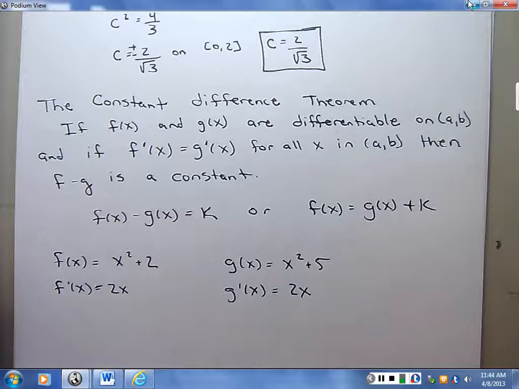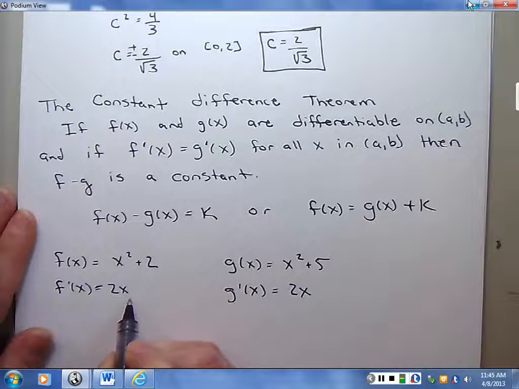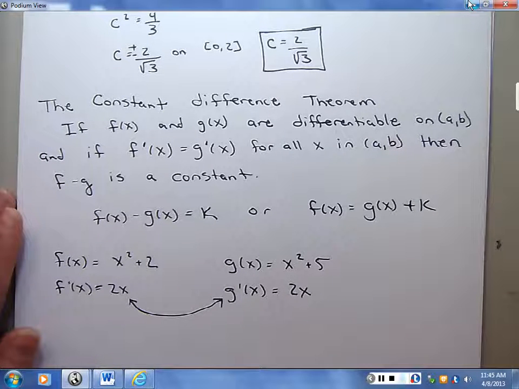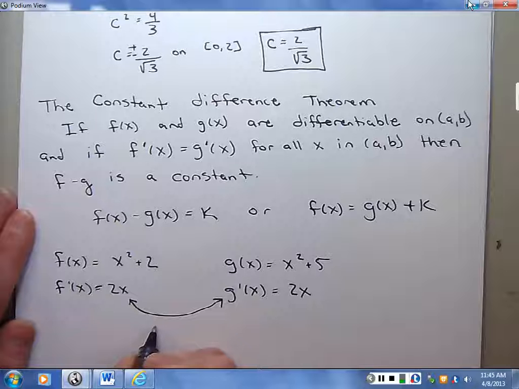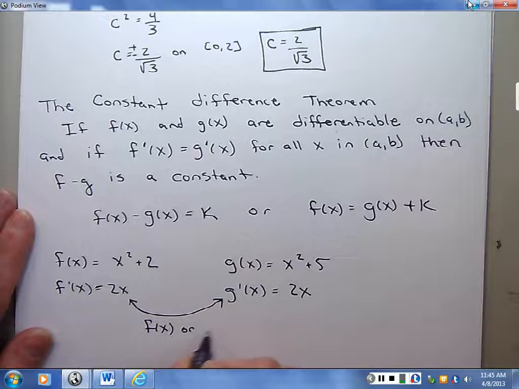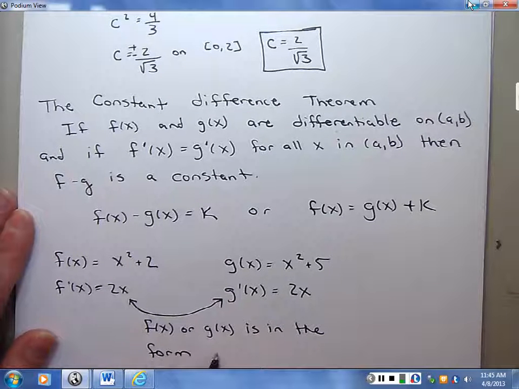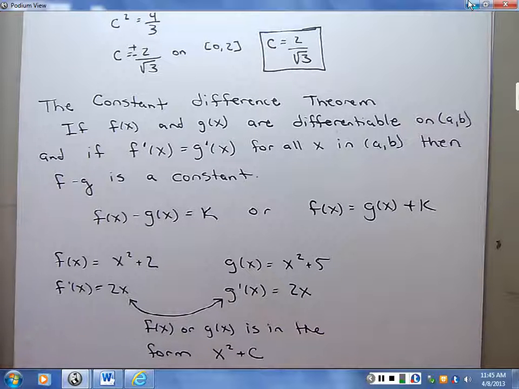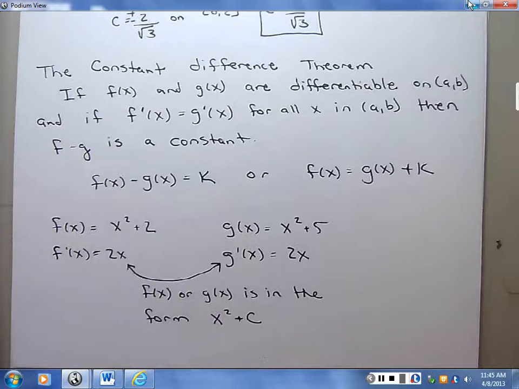So it turns out, in this case, that the original function, f of x or g of x, is always in the form x squared plus some constant k or c. Right.